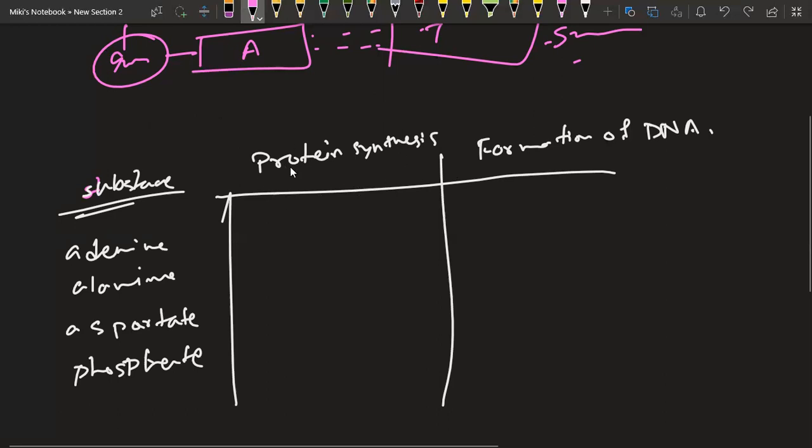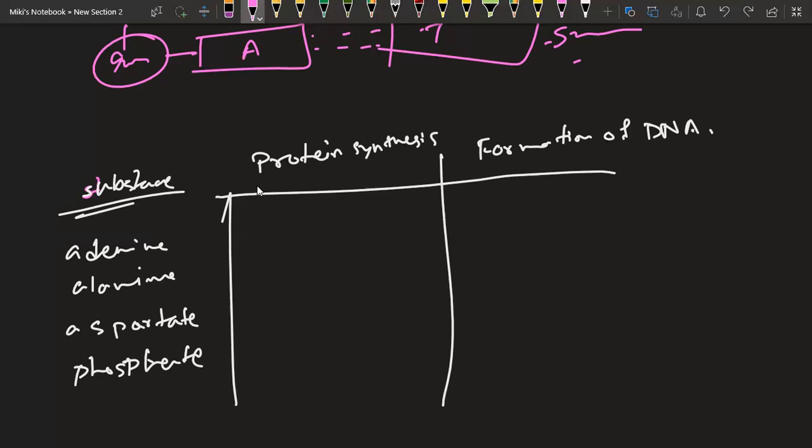So protein synthesis is formation of protein. Now remember, the polymer of protein is formed from the monomers of what? Amino acids. Amino acids have that R group, and depending on that R group, we have alanine, aspartic acid, we have glycine, we have cysteine, we have serine, we have lysine. So those are the types of monomers of the protein molecule, a protein polymer.